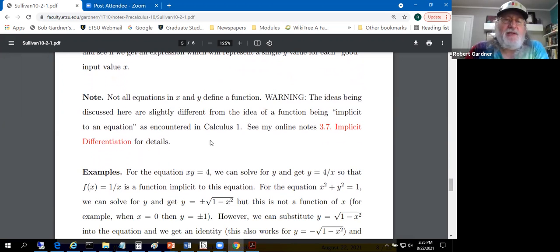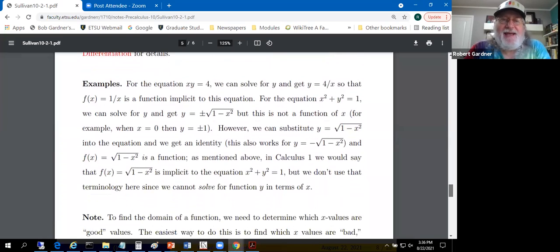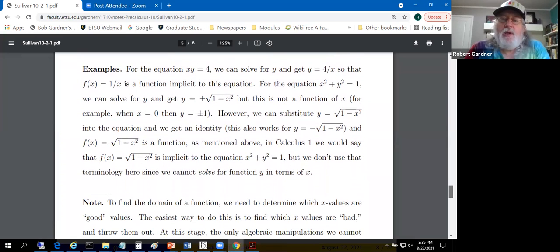The ideas being discussed here are subtly different from the idea of what it means for a function to be implicit to an equation, as you'll discuss it in Calculus 1. The setting in Calculus 1 encompasses these things we'll do. I've got a hyperlink to some Calculus 1 notes there, so help yourself to that. But what we're doing here, we'll do in the context that it's dealt with in this particular book. This context will mostly translate into the Calculus 1 context, but be warned, there's a little bit of difference. Consider the equation x times y equals 4.